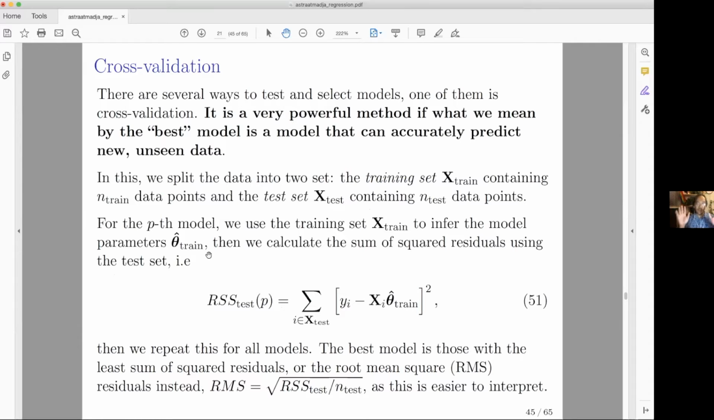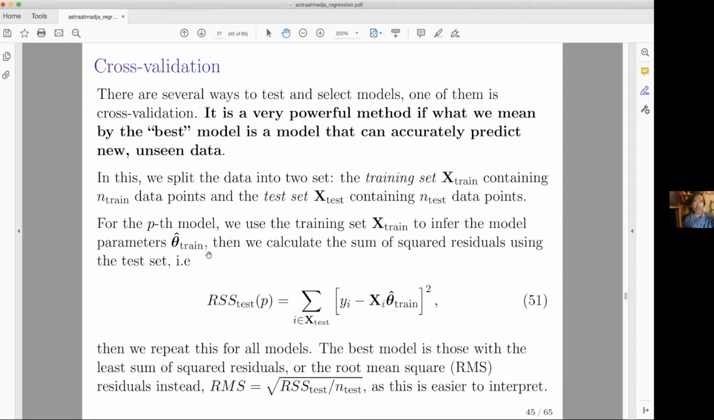It works like this. We split the data into two parts. One is called a training set, and the other is a test set. So the data is split into two blocks.